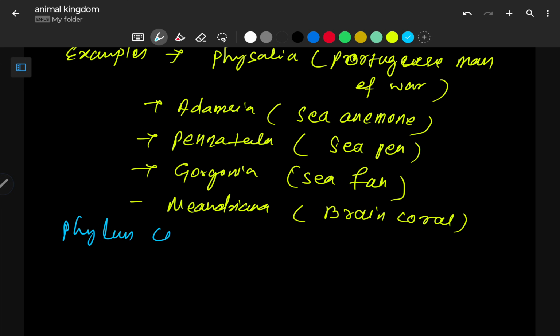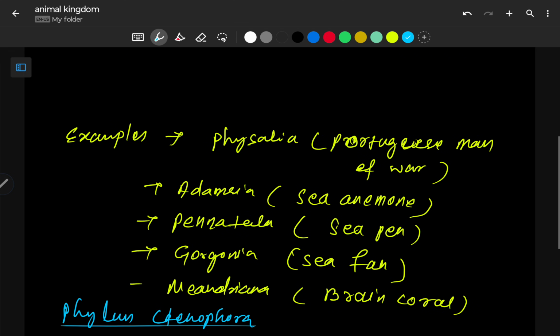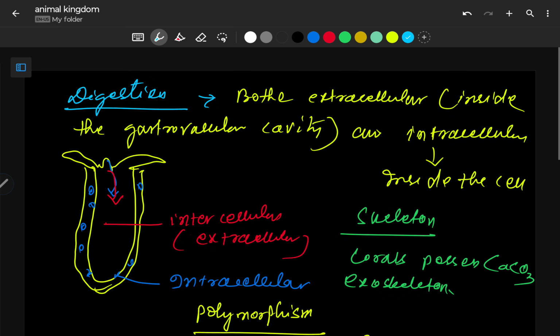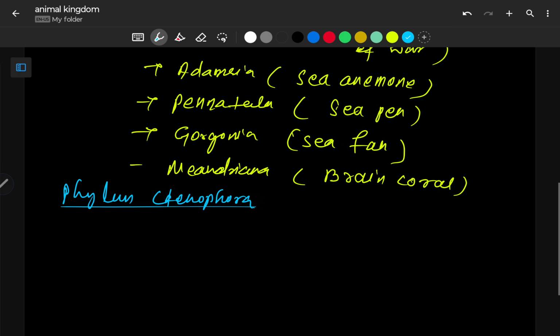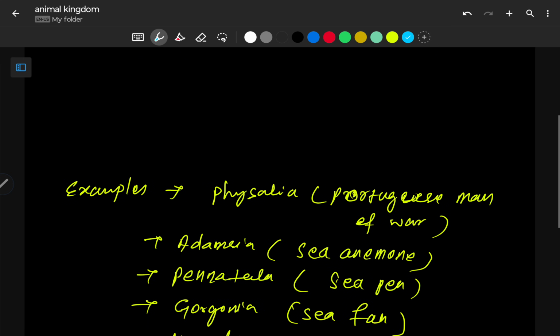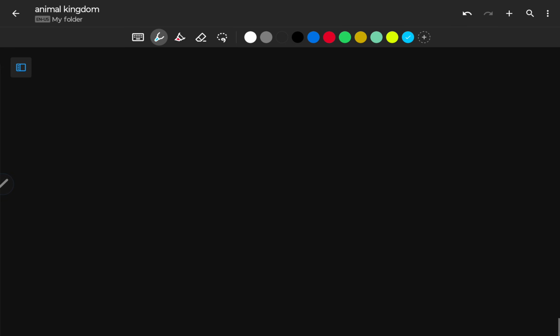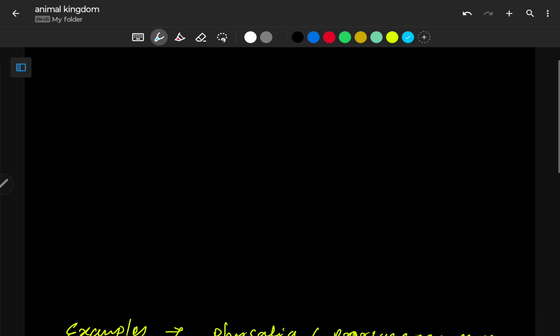Phylum Ctenophora. Okay, here I forgot to tell you, as I said, there are two forms. One is medusa and one is polyp. So here the polyp and medusa alternate with each other, and that's why it shows alternation of generation. And since the body exists in two forms, it is known as polymorphism.